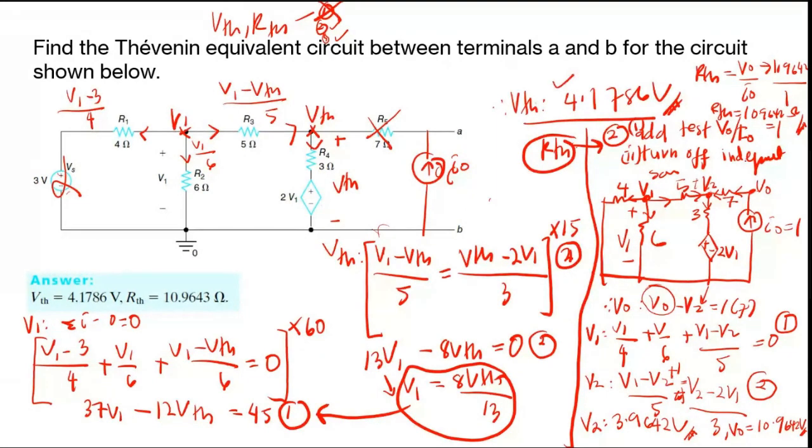Okay, so now you already have the value for your VTH here, and you also have the RTH here. So you can just draw again the equivalent circuit, where you have this RTH and this is your VTH. Just put the value 10.1642 ohm, and then here you will have 4.1786 volts. All right, so now you're done with the Thevenin equivalent circuit.